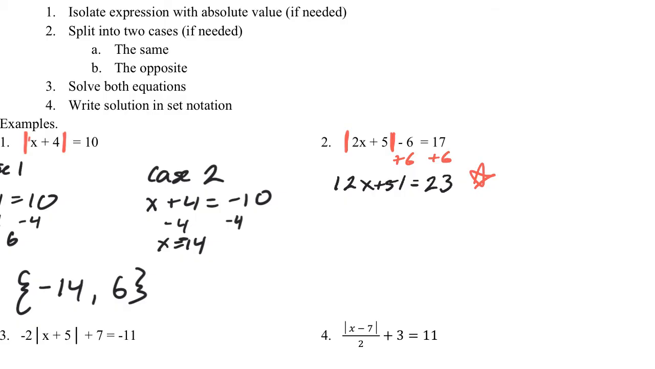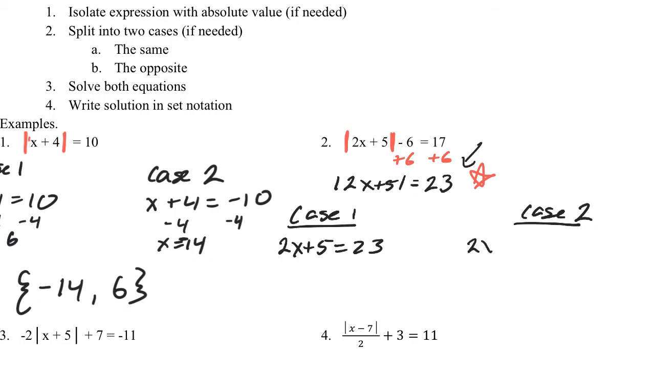It isn't until I reach this point right here that I can split into my two separate cases. The reason being, I need to make sure that this number is greater than 0, because if it's not, something special happens, which we'll take a look at in another video. Now I can split into my case 1 and case 2. Case 1 is just my x equals a case: 2x plus 5 equals 23. Case 2 is our opposite case: 2x plus 5 equals the opposite of 23, which is negative 23.